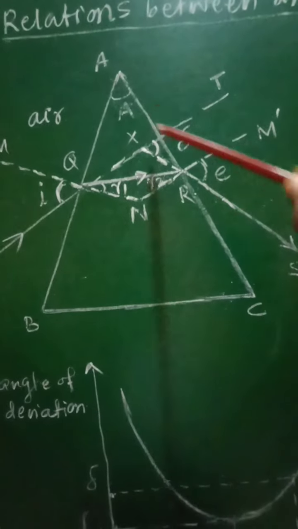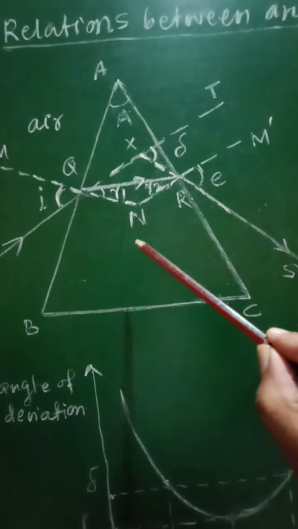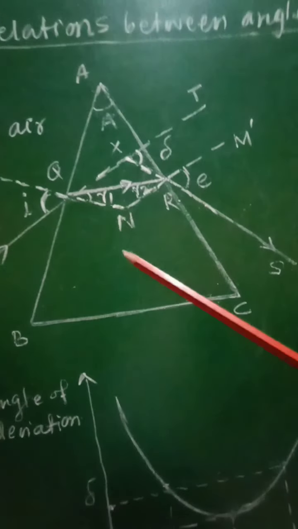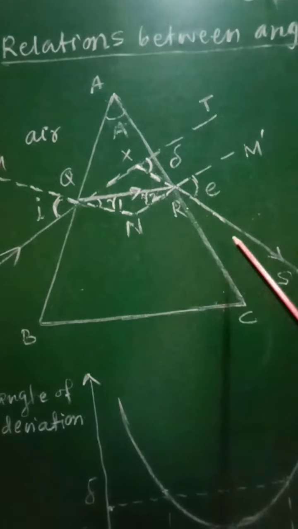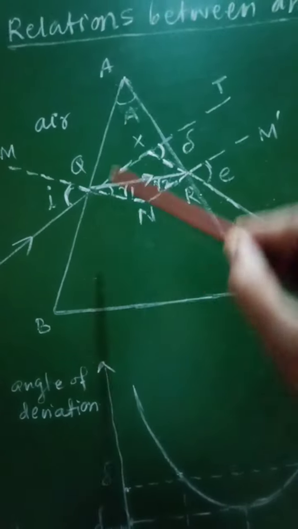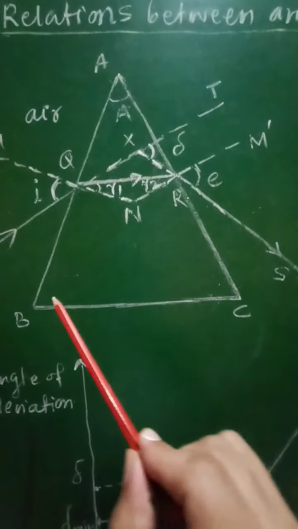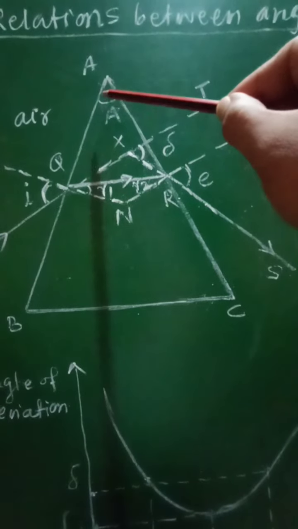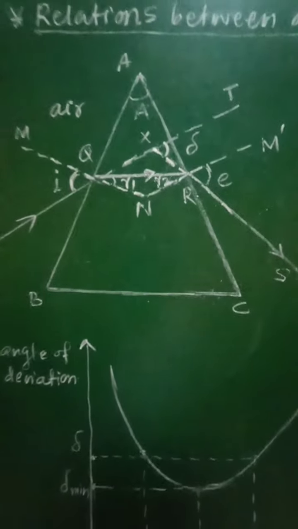the prism ABC having its absolute refractive index n and placed in air. Therefore, this prism will act as denser medium and this air medium will act as rarer medium. Then the surfaces AB and AC of the prism are the refracting surfaces and BC is the base of the prism. Angle A is called the refracting angle of the prism or simply the angle of prism.